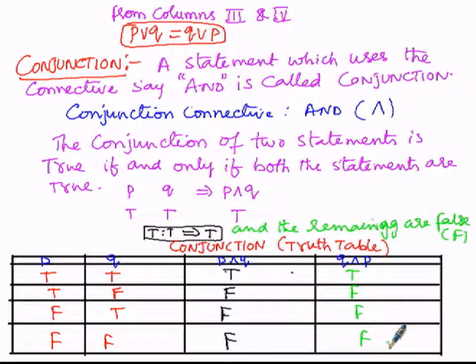So here when we observe column number 3 as well as 4, this is the first column, this is the second column, this is the third column and this is the last column, the fourth one. When we observe the third and fourth columns, that is P and Q as well as Q and P, the truth values are the same. So here T, F, F and T, F, F. Therefore, from columns 3 as well as 4, it is clear that P and Q is equal to Q and P.